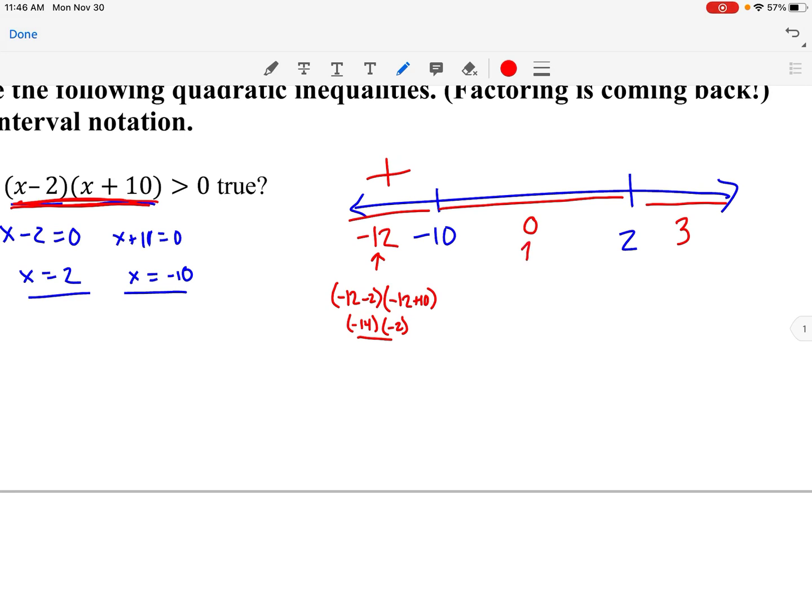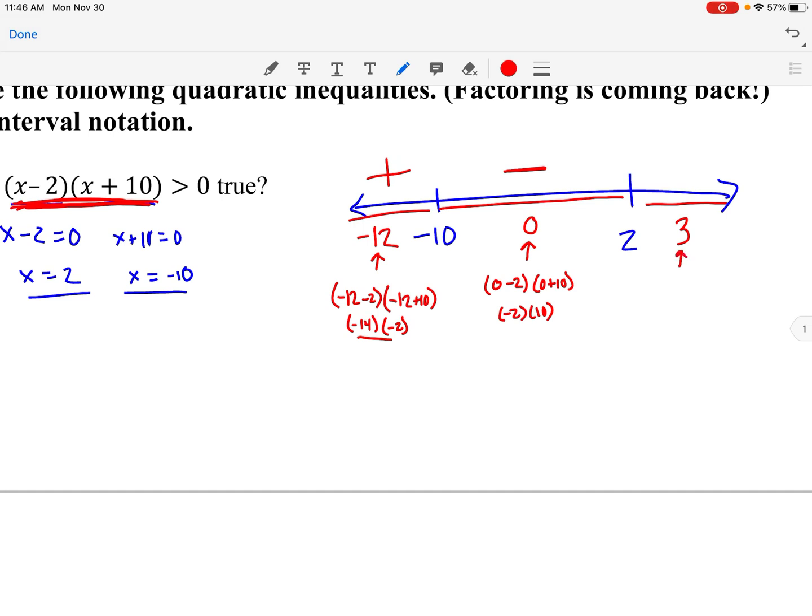Okay, now I do the same thing for this 0. I plug it back into my original inequality expression. So 0 minus 2 times 0 plus 10. So this will give me -2 times 10. Again, it doesn't matter what the number actually is, but I just know that this section is going to be negative. Every number in that interval is going to be negative.